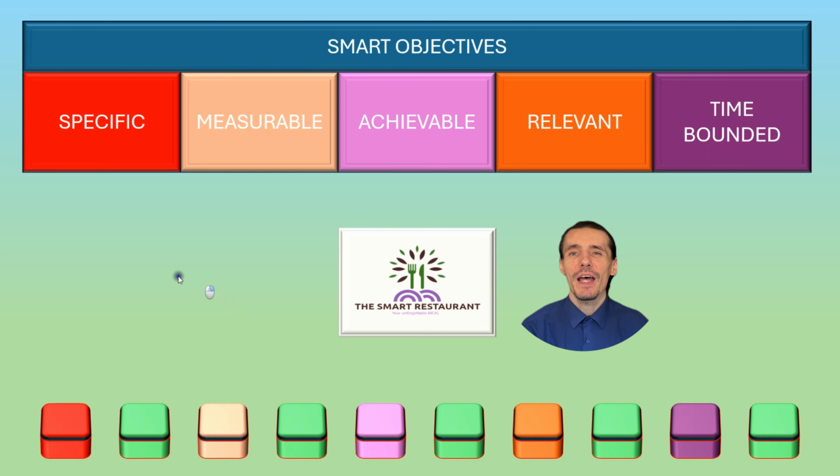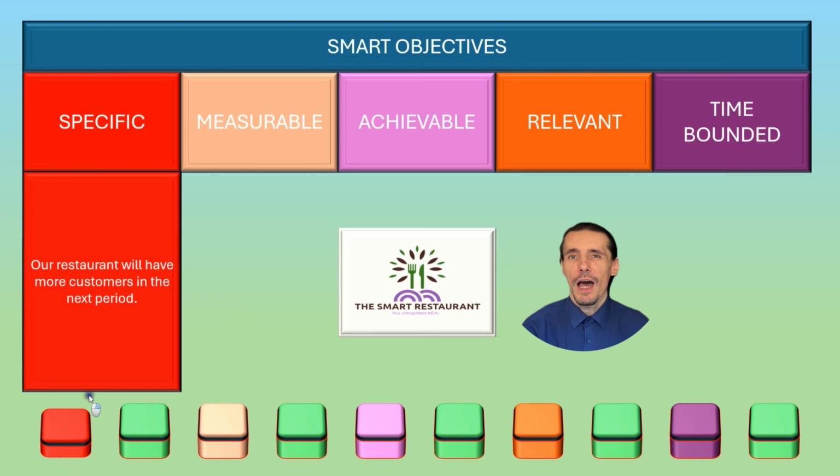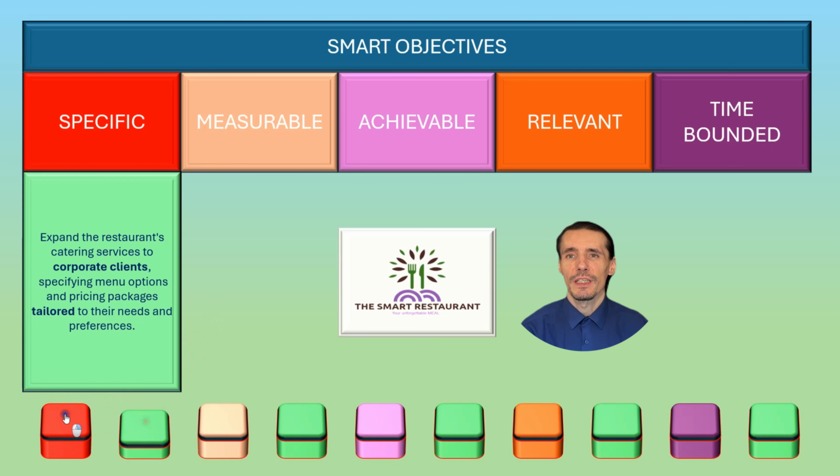We'll start with a bad example for the specific quality. Our restaurant will have more clients in the next period. This objective is not specific at all because you can't know how the restaurant will get more clients and what the next period means. So let's see now an example of a good specific objective.